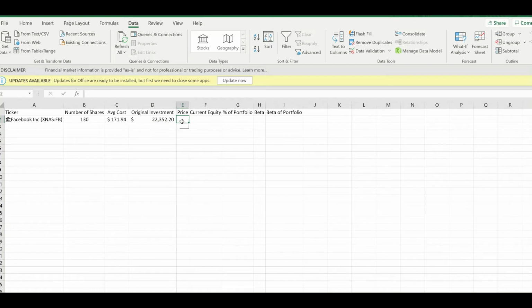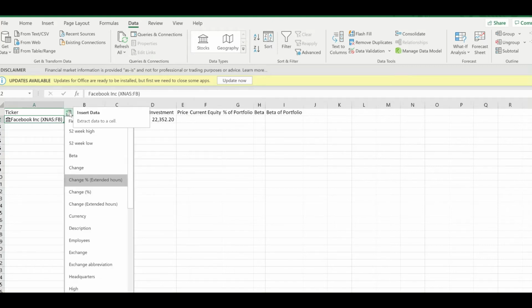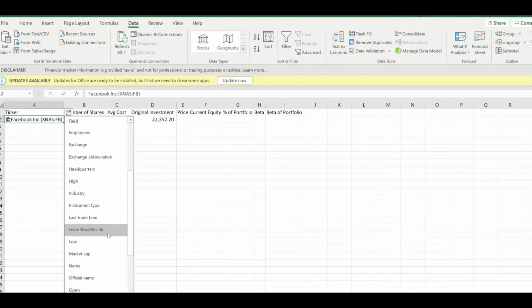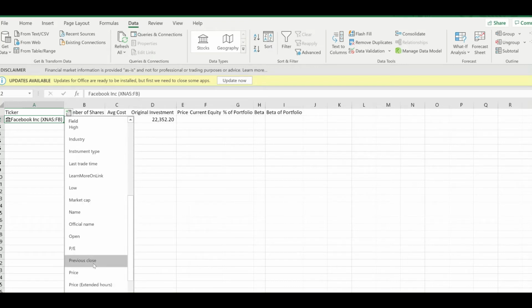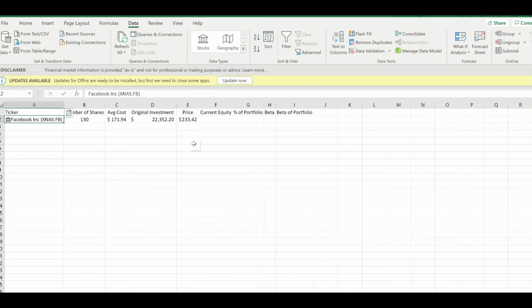So now we have to bring in the current price. That is pretty simple. Click here and press on that small icon, insert data, and then scroll all the way down to the price, and you get the latest price for Facebook. So this is real data, and whenever you want to refresh the data, go up here and click refresh, and the API will run again and fetch the latest data.